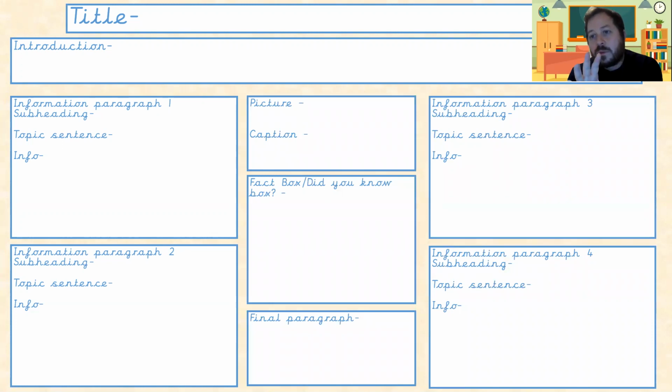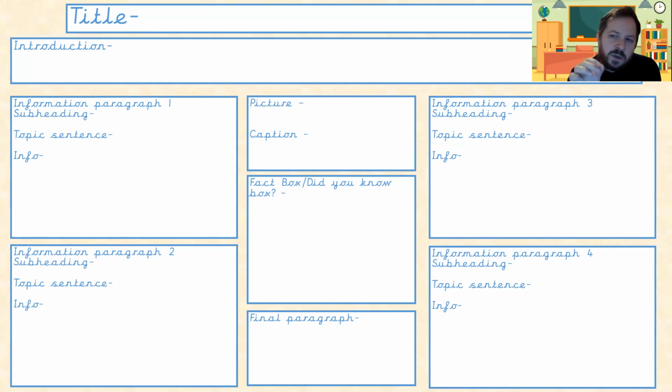So, briefly, you'll have this, and I'll put it on the Teams chat as a link. You can download it and print it off, and then just have a go today at doing paragraph 1 and 2 in note form, not full sentences. And then over the course of the next 2 days after today, you'll do paragraphs 3 and 4, and then your title, introduction, pictures and fact boxes, and maybe a final paragraph.